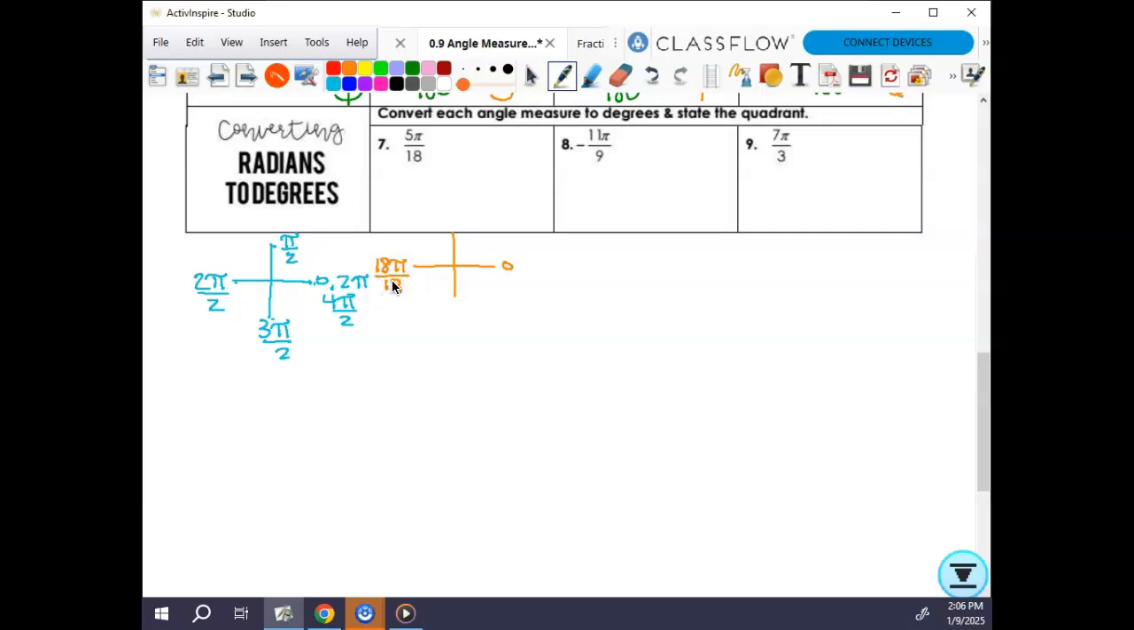Okay, see how easy that is? 18 pi over 18. So what would 90 be in 18ths? 9 pi over 18. Does that concept make sense? You see how we just took half of it? 18 pi over 18, so that's 9 pi over 18. So knowing that much, what quadrant is 5 pi over 18 in? The first. See how easy that is?